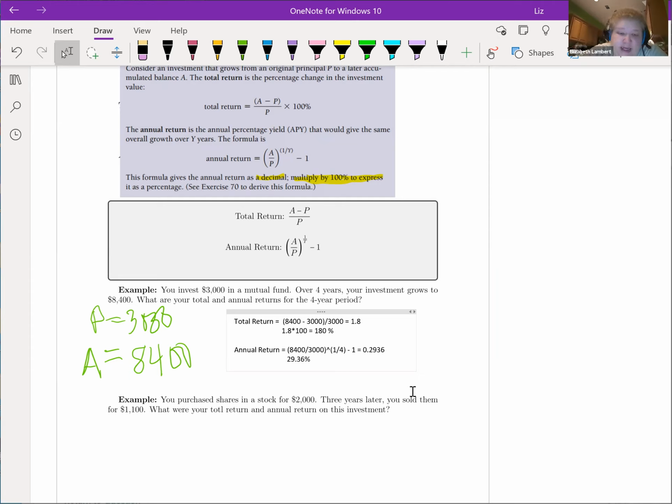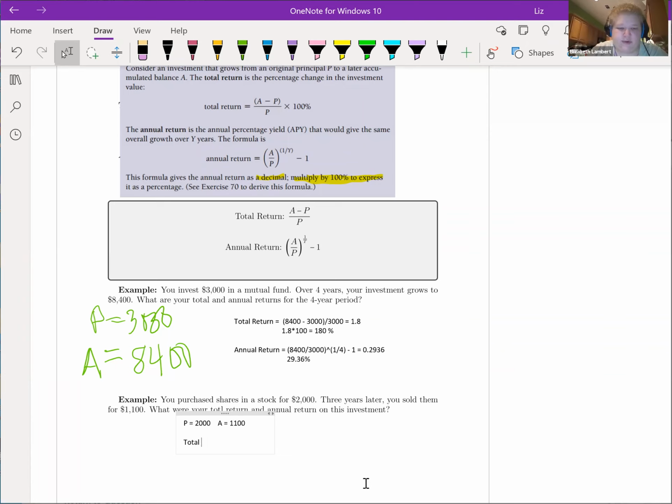Okay. Now the second example, you purchased shares in a stock for $2,000. 3 years later, you sold them for $1,100. What were your total return and annual return on this investment? So, did we make money? No. So we expect to get negative numbers here. All right. So that means P is 2,000. And A on this one is 1,100.